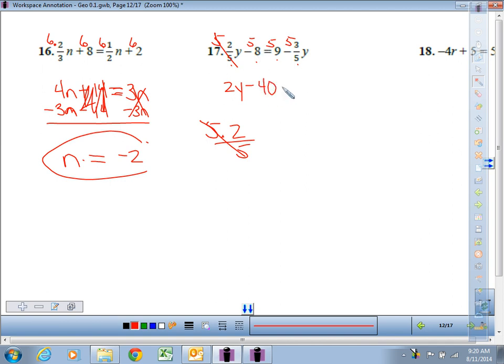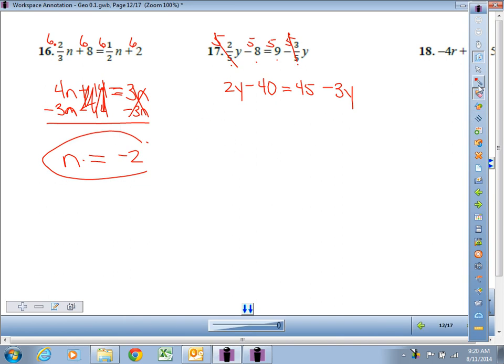Please do not forget to do every term. That's the biggest mistake when we're doing this. 5 times 9 is 45. Same thing happened here. 5 times that 3/5, those 5's are going to cancel out. You're just left with minus 3y. Okay, so now we're to that same point where we have a variable on each side, but they're nice and pretty.